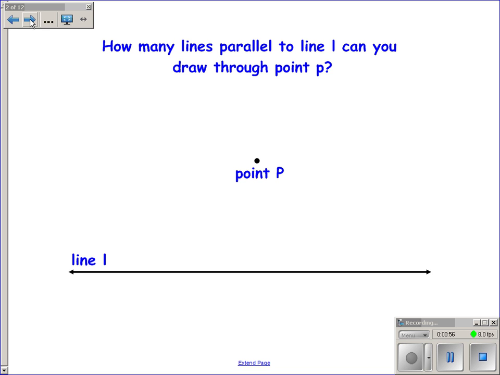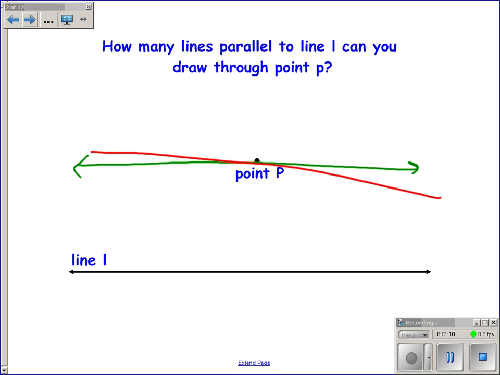Now, the first thing I want to discuss is how many lines parallel to line L can you draw through point P? If you think about it, there's really only one that you can draw that goes through point P that's parallel to line L. Because if you were tilted a little bit this way, you would eventually run into line L somewhere down there. Or if you were tilted a little bit this way, you would run into line L somewhere over here.